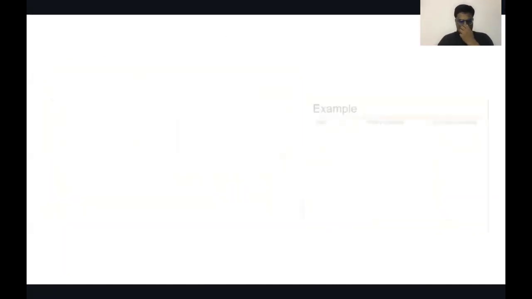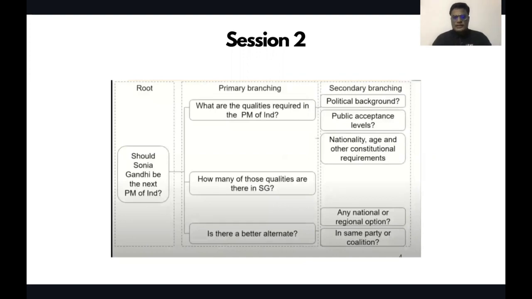For an example, Sir walked us through the example of should Sonia Gandhi be the next Prime Minister of India. Our primary branches were: what are the qualities required of a PM of India, how many of those qualities are in Sonia Gandhi, and is there a better alternative. If you see, these are three completely different buckets, with no overlap. The qualities part is not overlapping with the alternate part. And similarly, our secondary branching, as a result, should become completely non-overlapping with the other buckets as well.